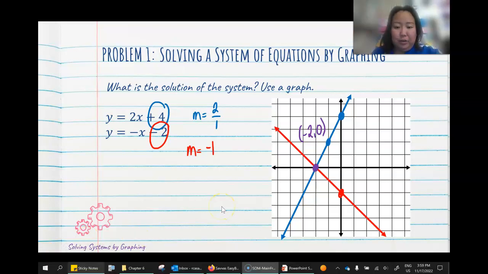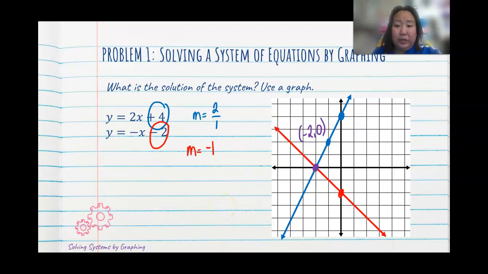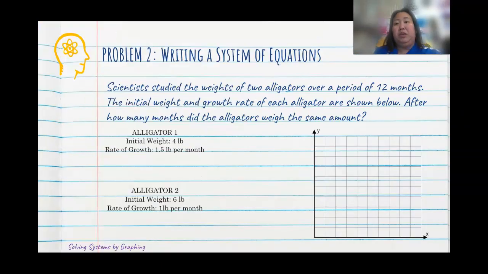Okay? All right, so let's have our next example, and this time it's going to be in word problem form, okay? So as you can see here, we have scientists who studied the weights of two alligators over 12 months, all right? The initial weight and the growth rate are given here at the bottom. So we need to find how many months it will take for the alligators to weigh the same, okay? So we need to find an intersection, all right? So let's have our first alligator. We have an initial weight of 4 pounds and a rate of growth of 1.5 pounds per month.